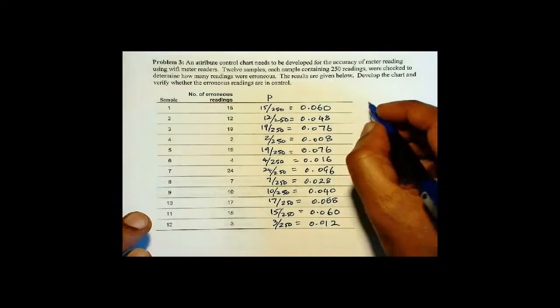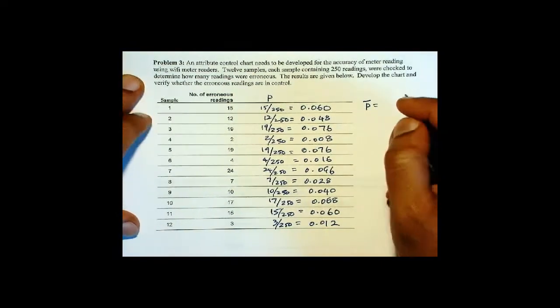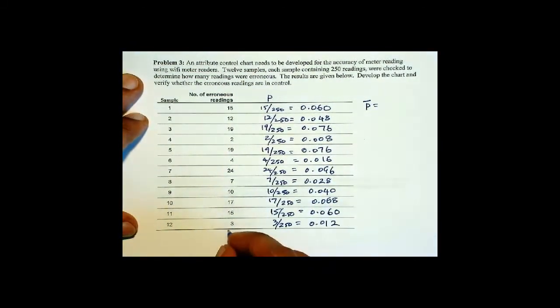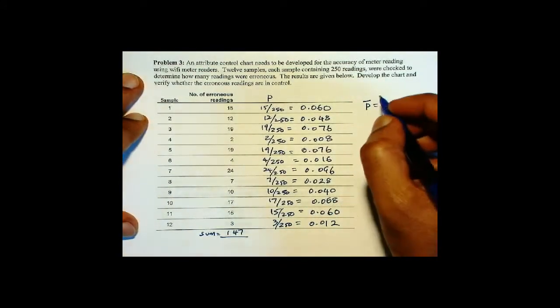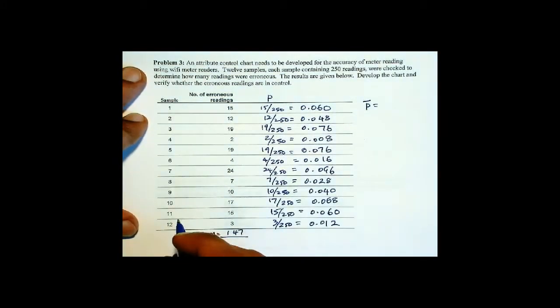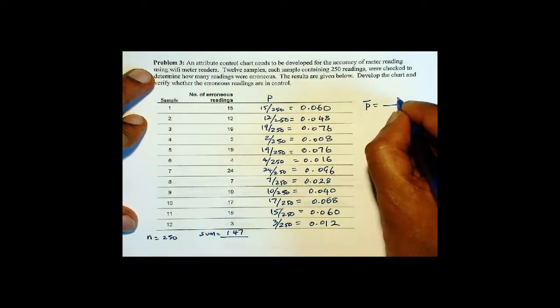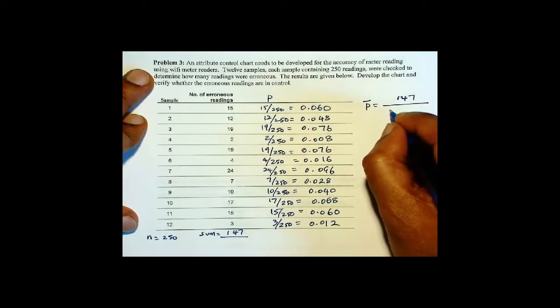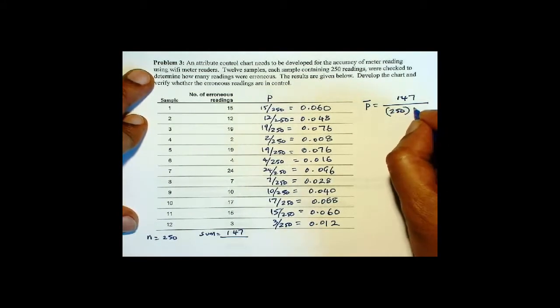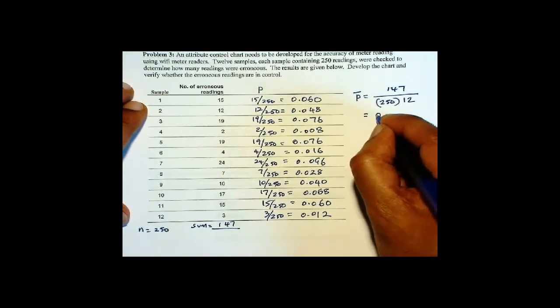Next we'll compute P bar. For P bar, you need the total here, and that is equal to 147. Remember, n is equal to 250, so that's given here. So you get 147 over 250 observations in each of the 12 samples. So this gives us 0.049.